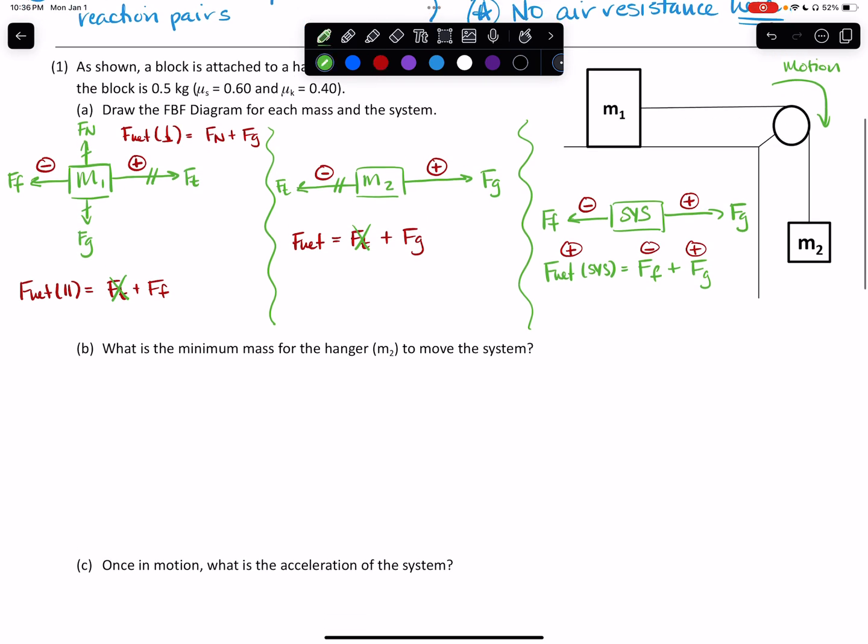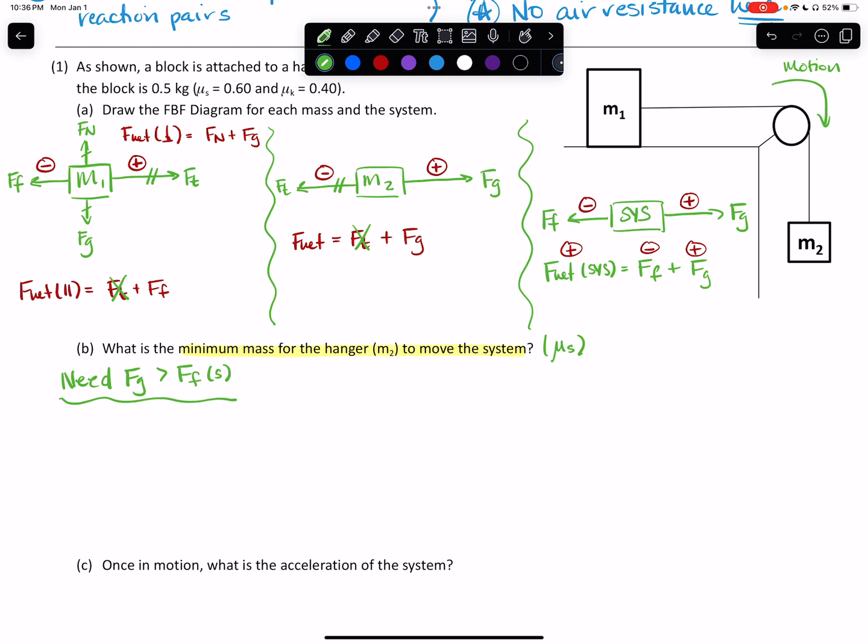Okay, so what is the minimum mass of the hanger, which is M2, needed to move the system? So the system is not moving yet, so that means we're going to be looking at static friction. For this object to move, I need that gravitational force to be greater than my static frictional force. So the first thing I'm going to have to do is figure out, well, what is that frictional force?